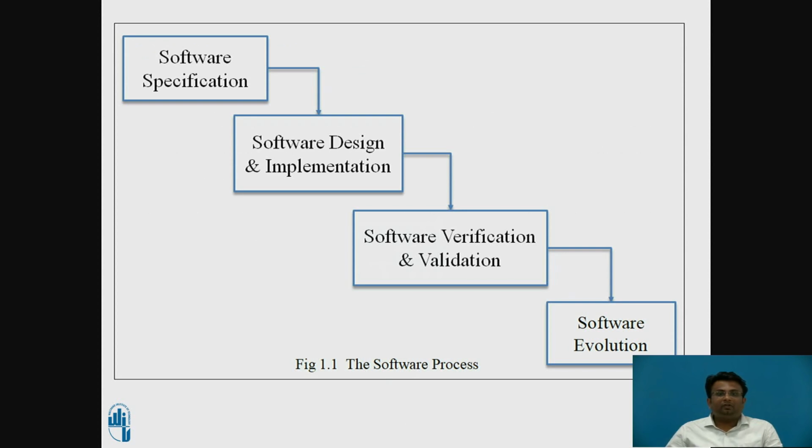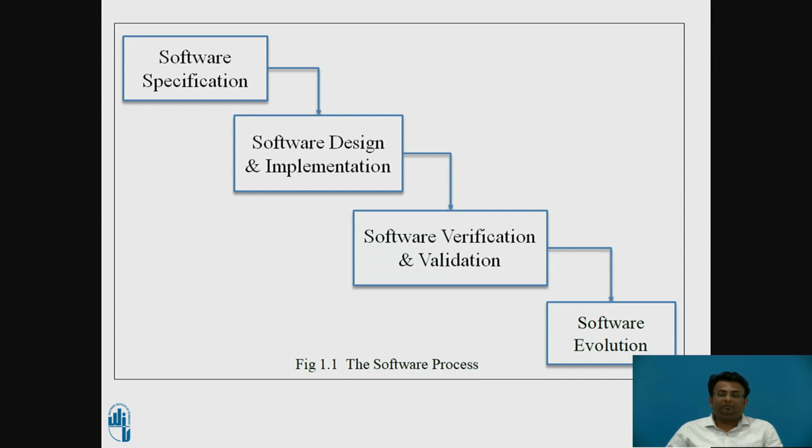It starts with the software specification. The software specification is nothing but the analysis of the requirement given by the client about the software. On the basis of those requirements, a requirements document is prepared. Software design and implementation. Now at this stage, on the basis of requirement document, the software is designed and implemented. Software verification and validation. The developed software is verified and validated whether it meets the customer requirement or not.